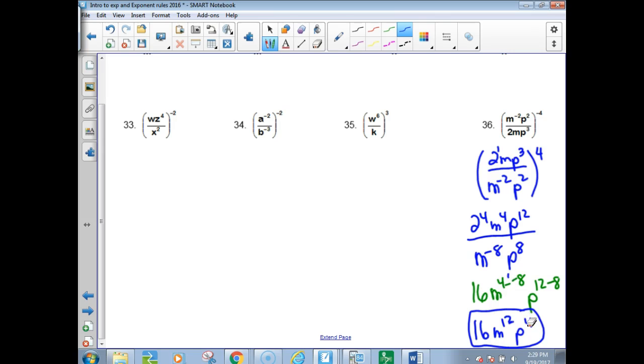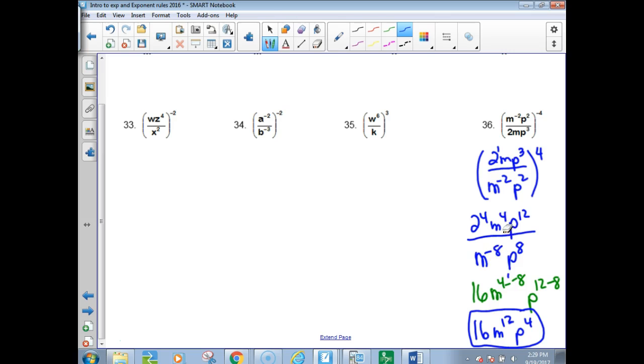No. 4 minus negative 8 is 12. Positive 12. Okay, you take the bottom exponents away from the top exponents. 4 minus negative 8 is 12. The rule is to subtract the exponents.